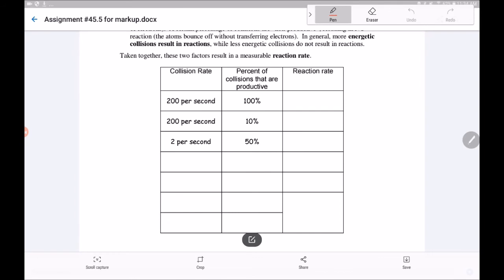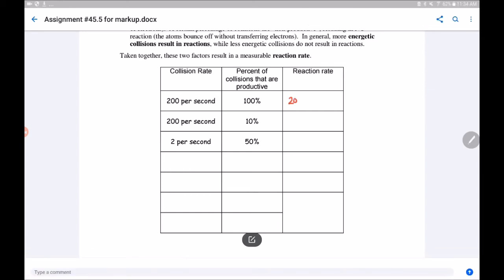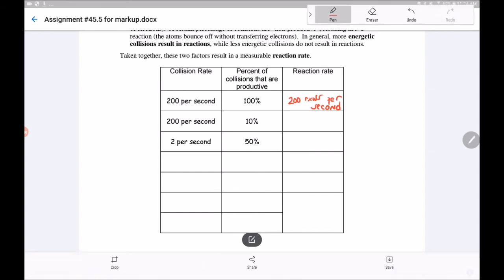Let's look at a few examples, mathematical examples, of what this might mean. So here's the first line. Collision rate 200 per second. You can imagine that. The little bouncing balls collide 200 times per second. And if every single one of those collisions was productive, then the reaction rate would be 200 reactions per second. That would be a pretty fast rate based on our model.